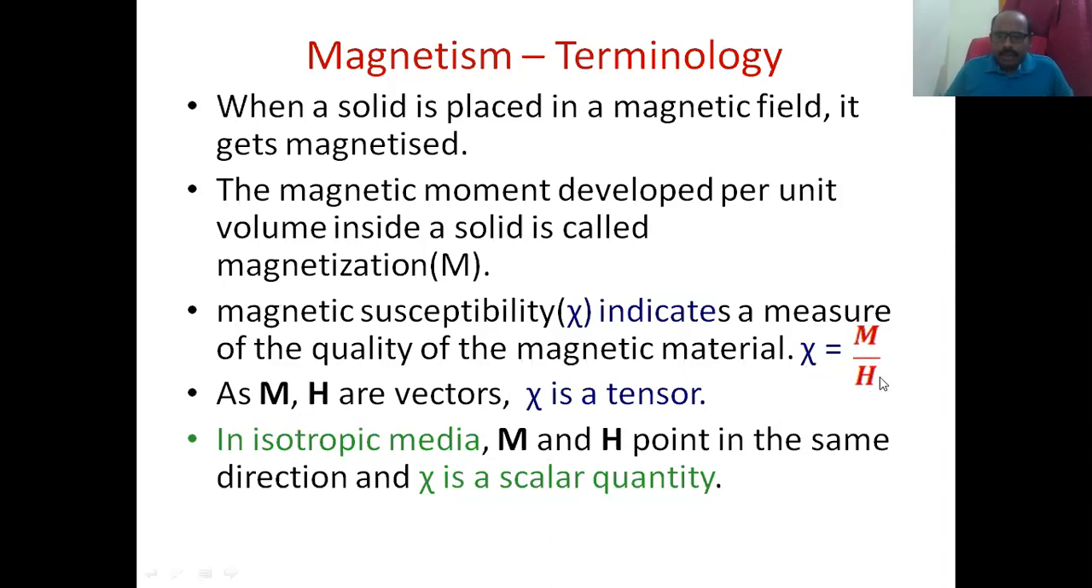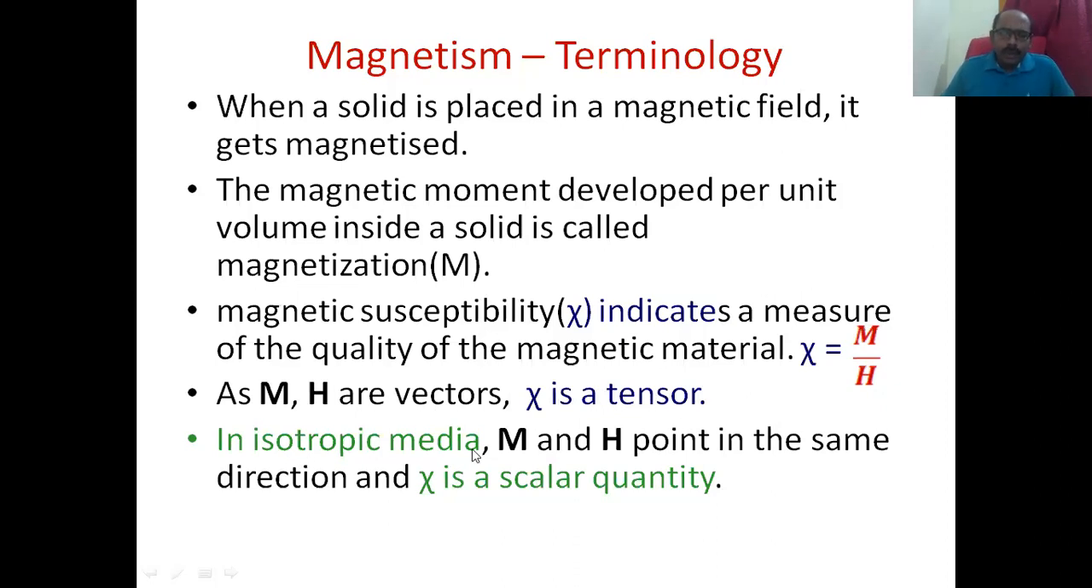Here I am following one notation. If one letter is shown in bold, the bold letter represents a vector quantity, and an unbold letter we take as scalar. So here M and H are vectors. It is the division of two vectors. Therefore Xi is a tensor. Division of two vectors, so we are getting a tensor. Therefore susceptibility is a tensor in general.